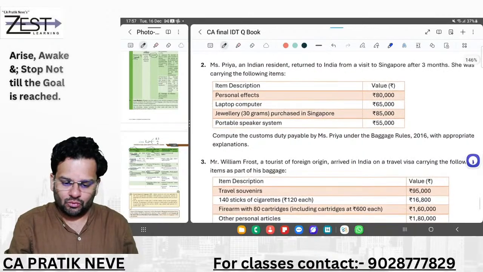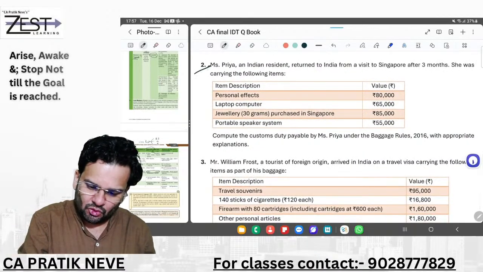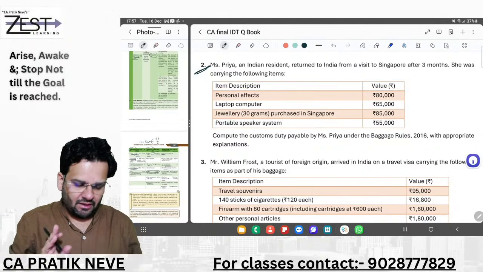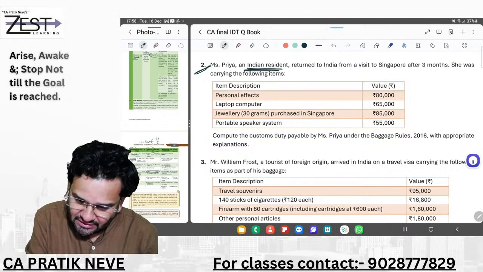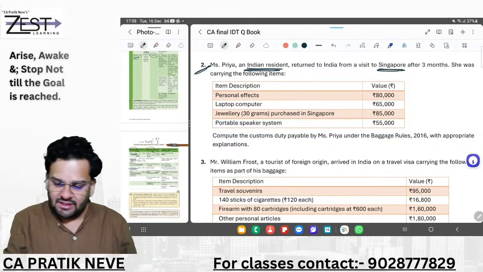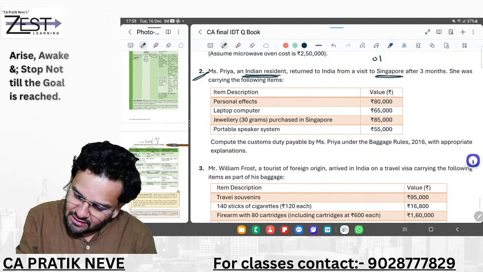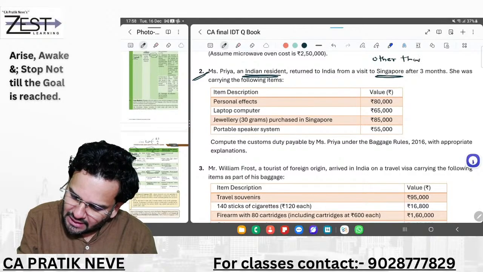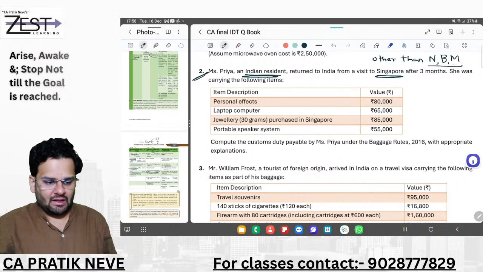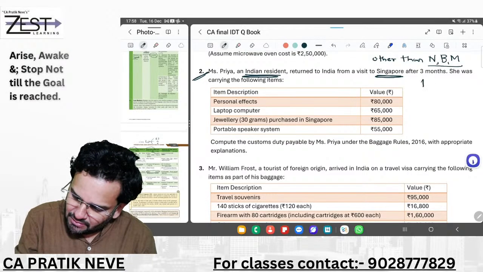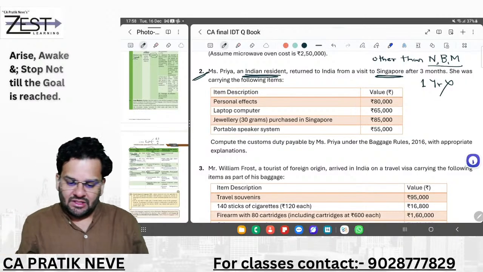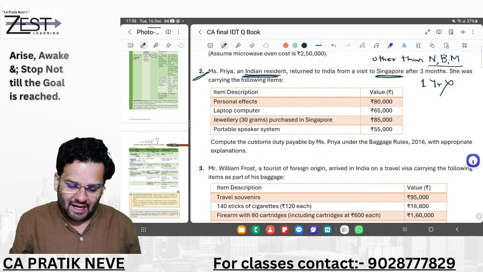Go to question number 2. Ready? Yes, sir. Miss Priya, an Indian resident, returned to India from a visit to Singapore. So friends, Singapore means other than Nepal, Bhutan, Myanmar. After 3 months, so minimum stay is not even 1 year. So nothing of jewelry. She was carrying the following items.